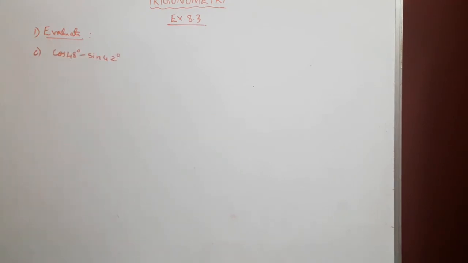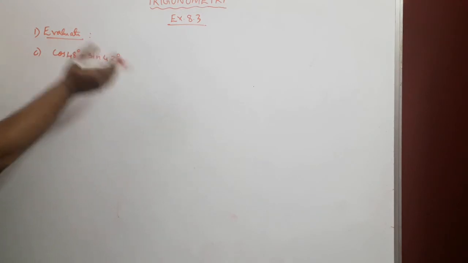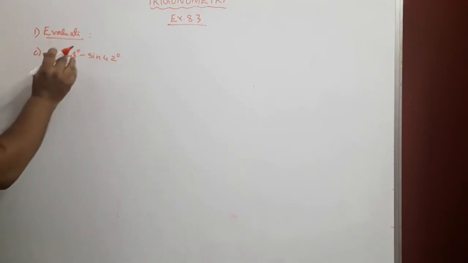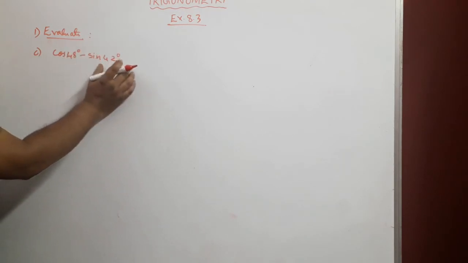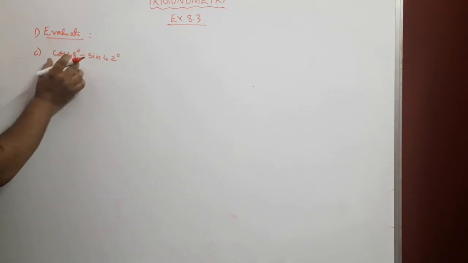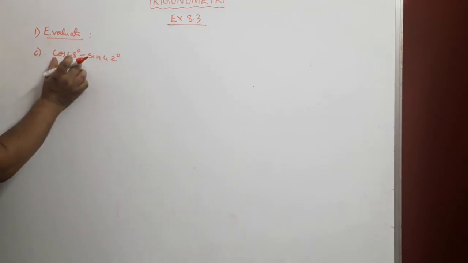Our next problem is cos 48 degrees minus sin 42 degrees. Remember we have to change only one. If we change both then we'll just get the opposite of each other. We have to only change one so that we can establish a relationship with the other term. Now we can change either this one or this one, it comes to the same. We'll look to change the first term.